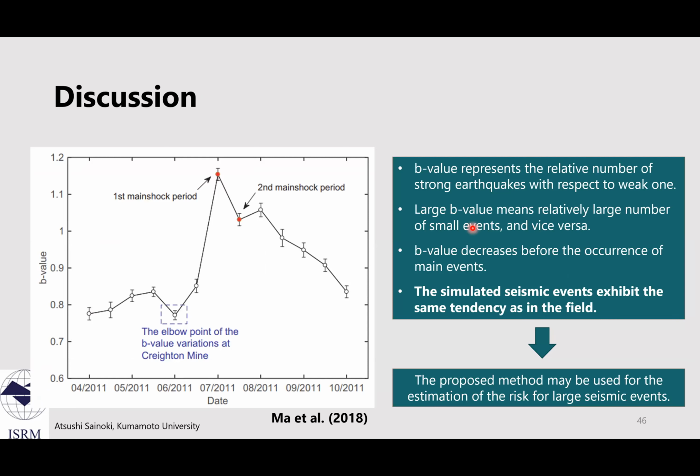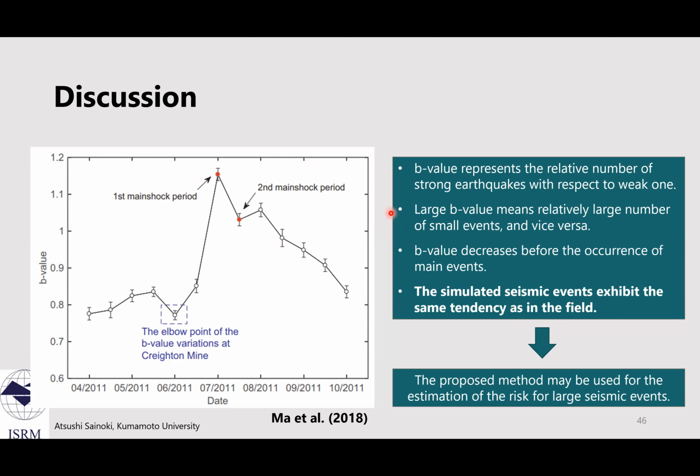As discussed, the b-value represents the relative number of strong seismic events with respect to weak ones. So a large b-value indicates a relatively large number of small events. As shown in the previous slide, the numerical model constructed in this study shows that the b-value decreases before the occurrence of a strong event.